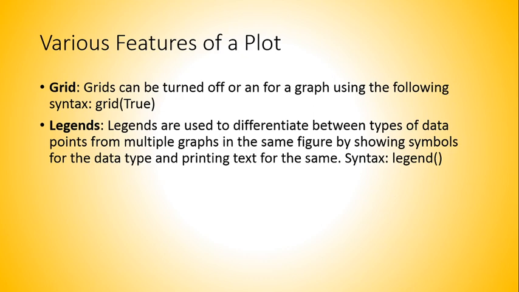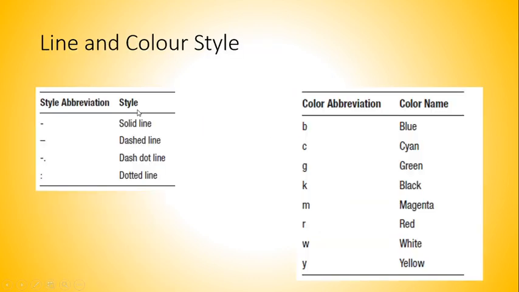These are some of the points which I would like to share with you. These are various features of a plot, not limited to these; it can be expanded. There are many more, but these are the minimum features that can be important. These are the line and color style which I have already explained to you: the color abbreviation and the name, similarly style abbreviation and style name.